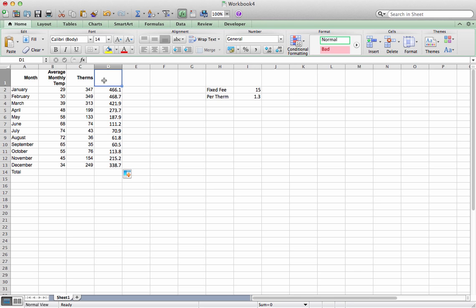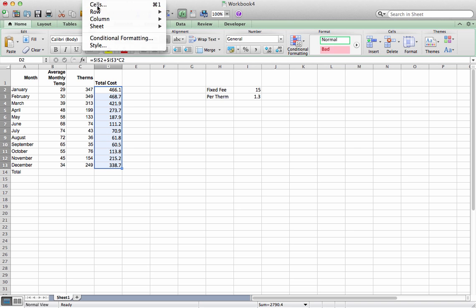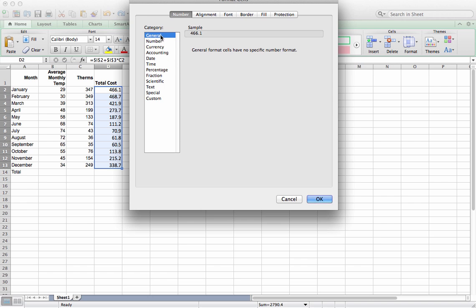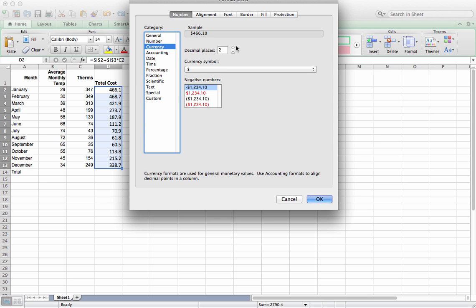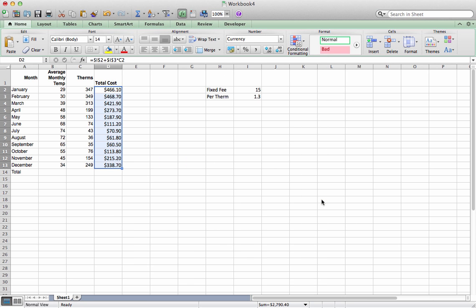Now we're going to call this column, let's say, total cost, and we will bold that. And the other thing we want to do is format these numbers. So we select that group. We are going to select currency, and this time we'll have 2 decimal places because we're talking about dollars and cents. And so now we have it in terms of dollars instead of, in this case, we didn't want any kind of currency or anything like that.